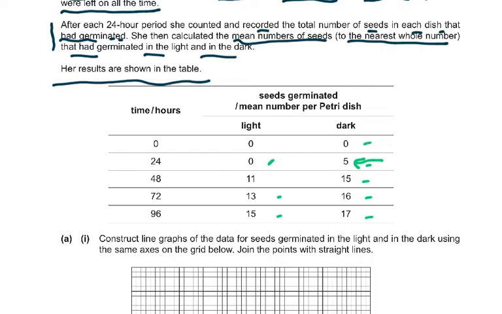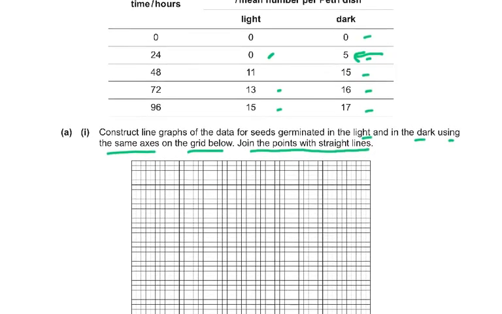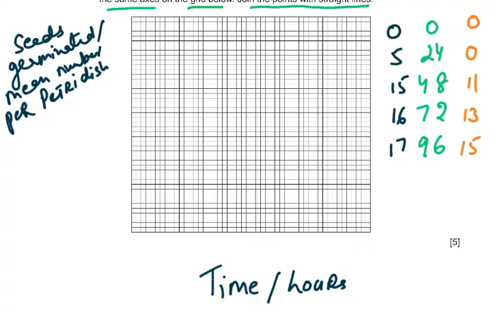Construct line graphs of the data for seeds germinated in the light and in the dark using the same axis on the grid below. Join the points with straight lines. So now we have to do a graph of this. Let's look at it very carefully. As I've told you, the first and the most important thing is labeling the axis. Don't do anything else. First, label the axis.